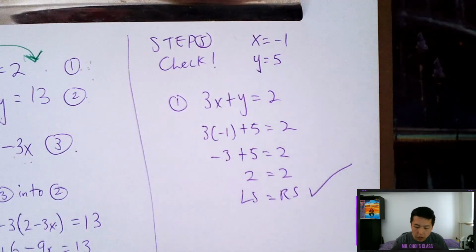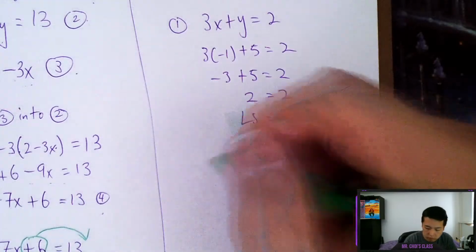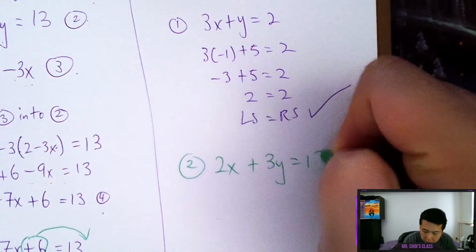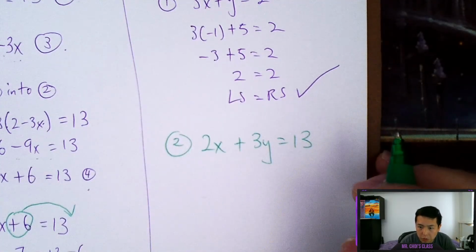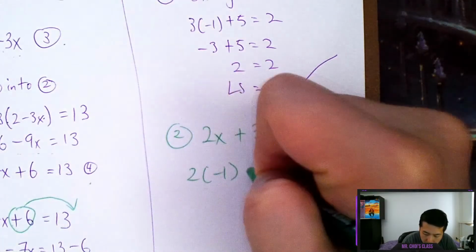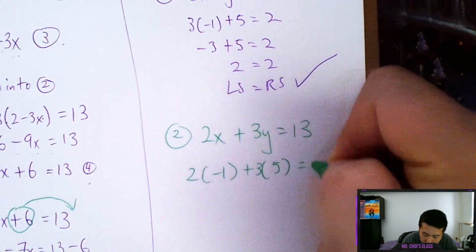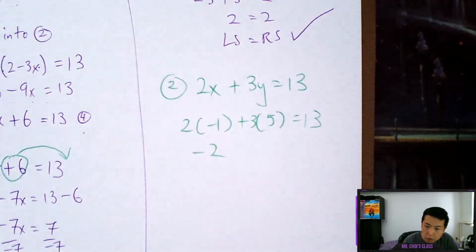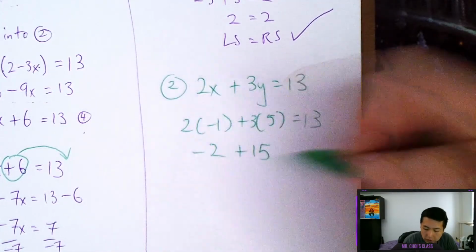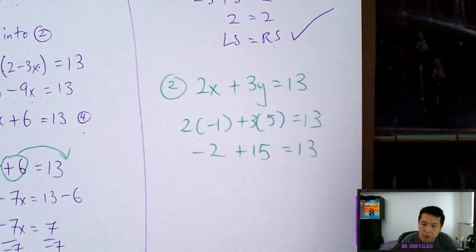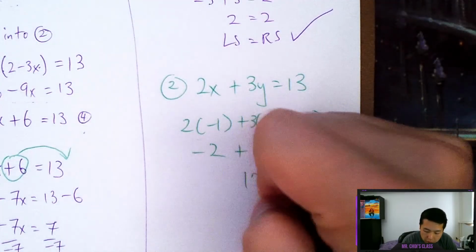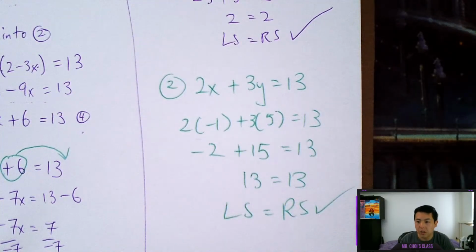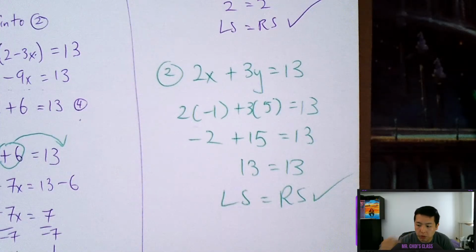Our second check is going to be our second equation of 2x plus 3y equals 13. We substitute x as -1 and y as 5. We get this here. 2 times -1 is -2. 3 times 5 is 15. -2 plus 15 gives me 13. 13 equals 13, which means left side equals right side.